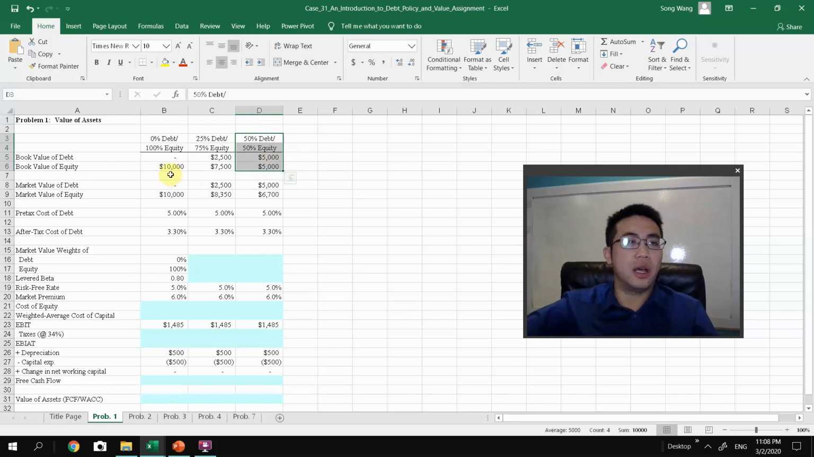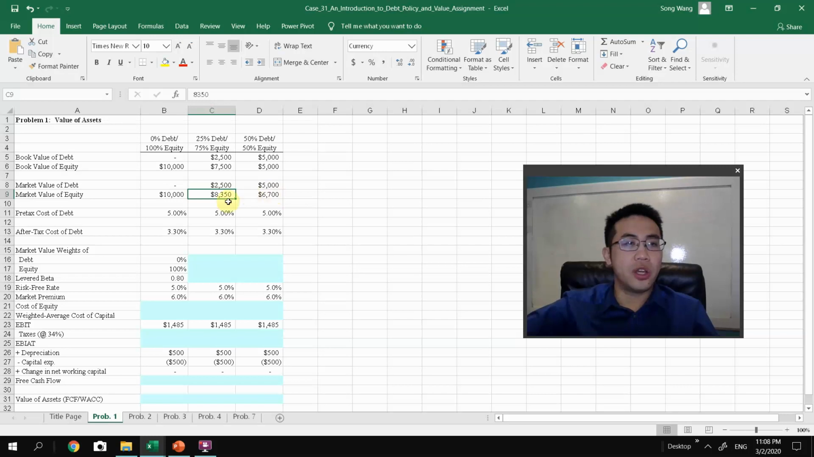And the total capital is always $10,000 in book value. In market value, it could be different because the equity, as I said, could be determined by the amount of net income. So this all needs to be calculated later on.